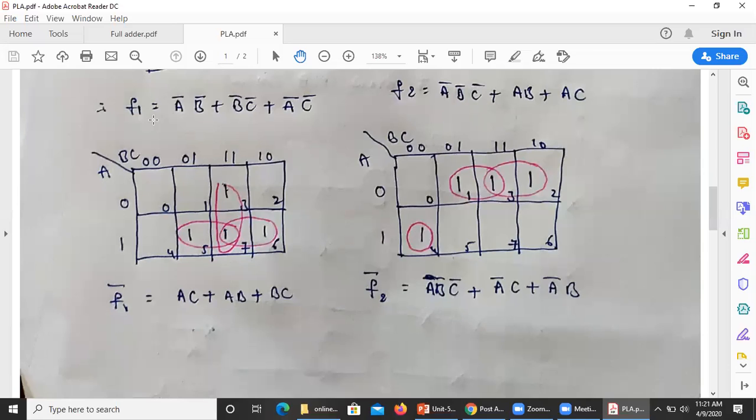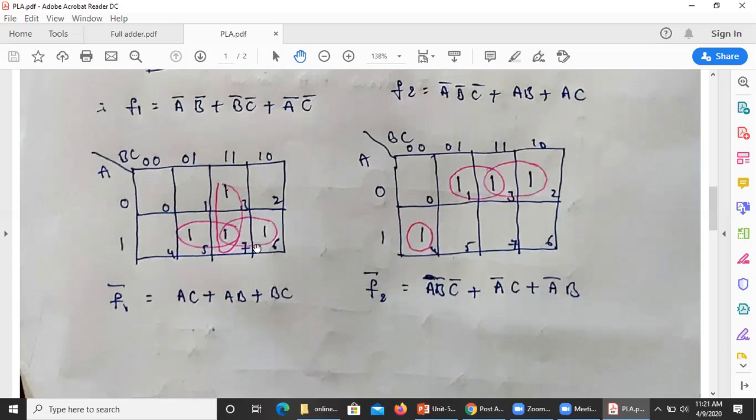In this, you can take any one of the combinations. That is, if you are taking F1, you can consider F2 bar, or F1 with F2. Or if you consider F2, you can consider F1 or F1 bar. But our main aim is to reduce the total number of AND gates. If you take the combination of F1 and F2, in total you get 6 product terms. Now I am going to take F1 with F2 bar.